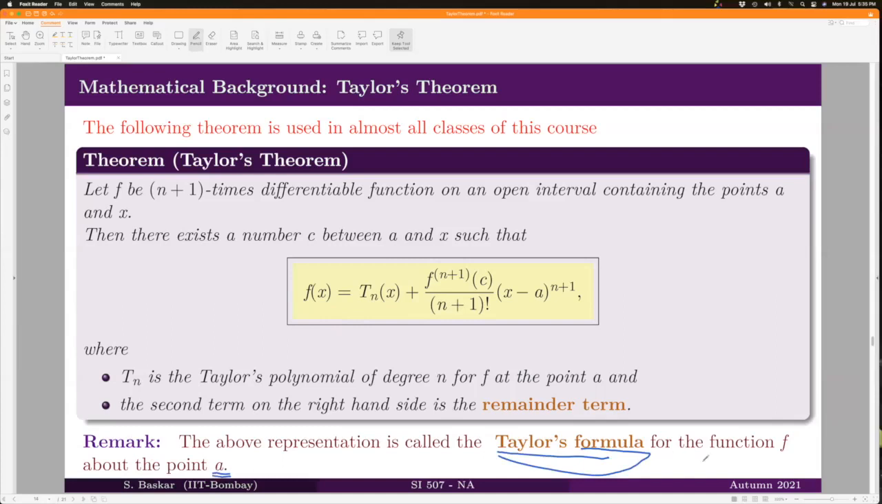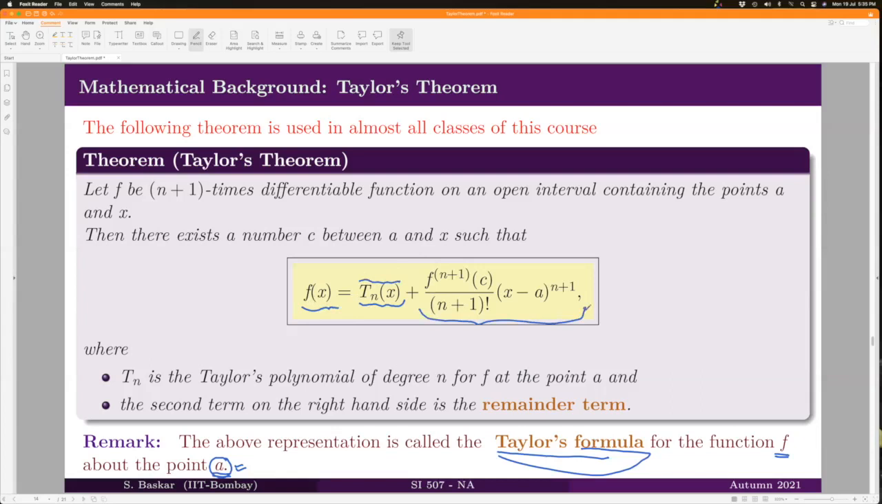So these are the two things. You are given a function f and a point A. You are approximately writing that function f in a small neighborhood of A in the form of a polynomial. That is precisely what the Taylor's theorem says. In the process of writing the function f approximately as a polynomial, what you are missing is this remainder term.